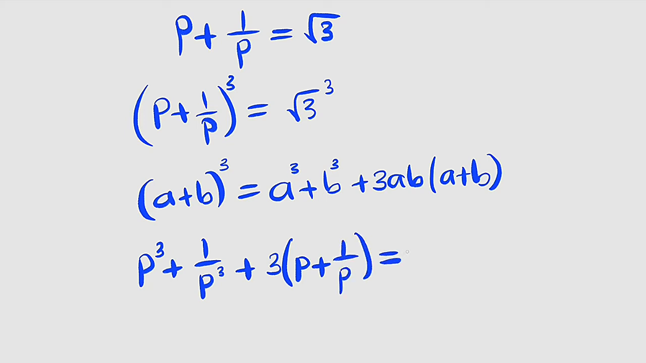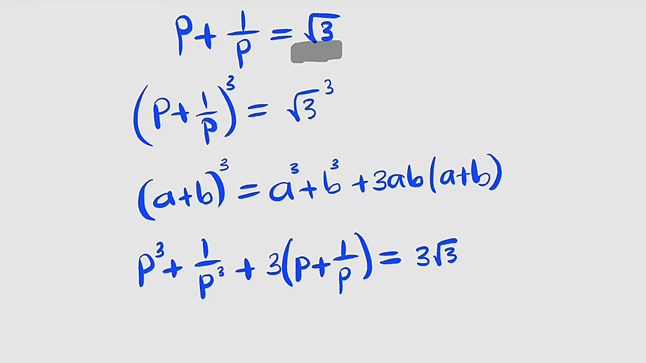And what about the right hand side? It is the same thing as 3 root 3. Why? Because root 3 to the power of 3 is the same thing as root 3 times root 3 times root 3. These two will give us root 9, and root 9 is 3. So we have 3 root 3. But remember that p plus 1 divided by p is nothing but root 3 from here.